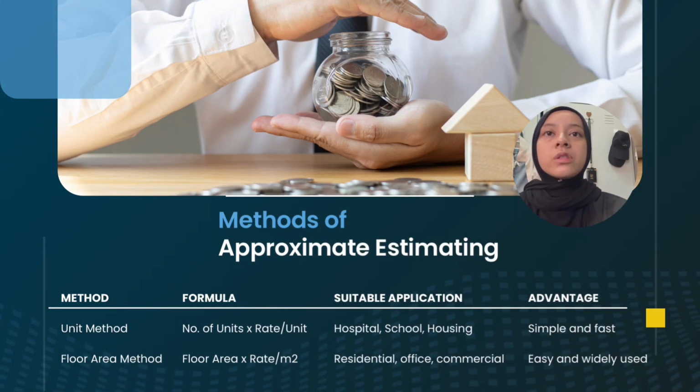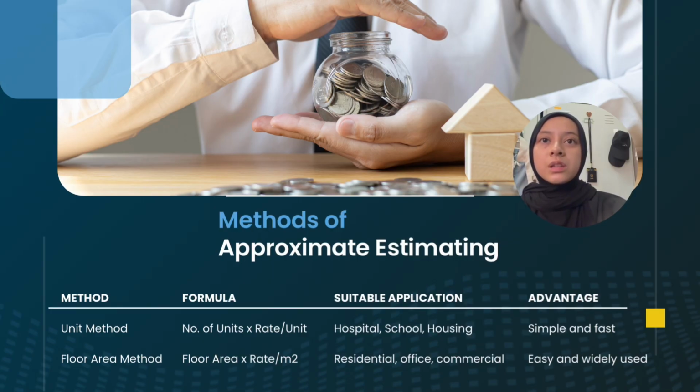Okay, there are four common methods of approximate estimating used in the construction industry, as in the earlier slide. So I'm going to explain about the methods. The first one is the unit method, which estimates the project cost based on the number of functional units such as hospital beds, classrooms, or housing units. This method is simple, quick, and suitable for repetitive building projects.